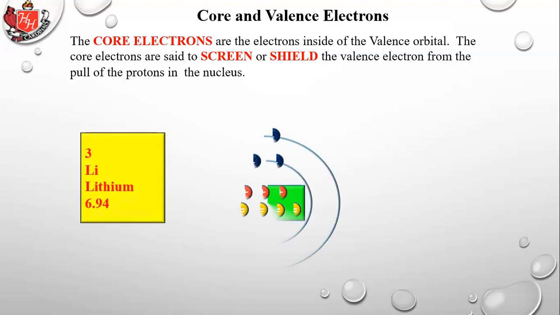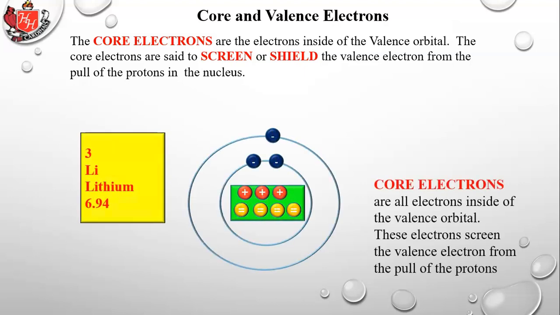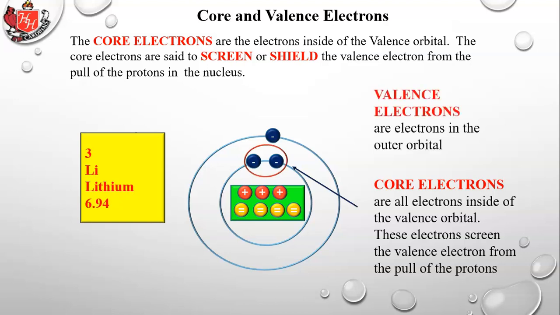So there's lithium. There's the atom. Core electrons are all electrons inside the valence orbital. These electrons screen the valence electron from the pull of the protons. So you can see how those two electrons in the first orbital are kind of blocking the valence electron in the outside orbital from feeling the pull of those positive charges. All of them are feeling the pull, but the inside electrons are kind of blocking it. Valence electrons are the electrons in the outer orbital, so there's the valence electron in lithium. It just has one.